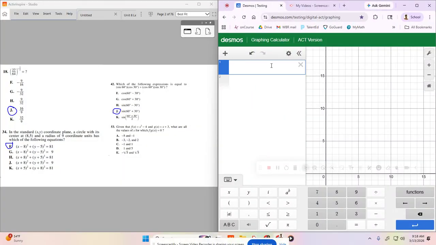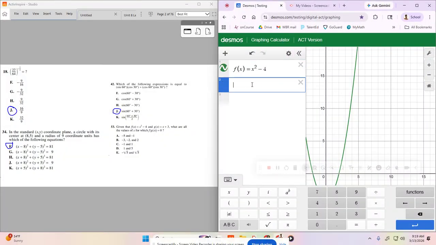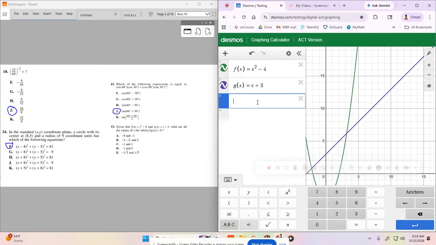All right, for this one, f of x equals x squared minus 4, g of x equals x plus 3. And it says, what are the values for which f of g of x equals 0? I honestly don't know if I can do this in here. I'm going to pretend I can.